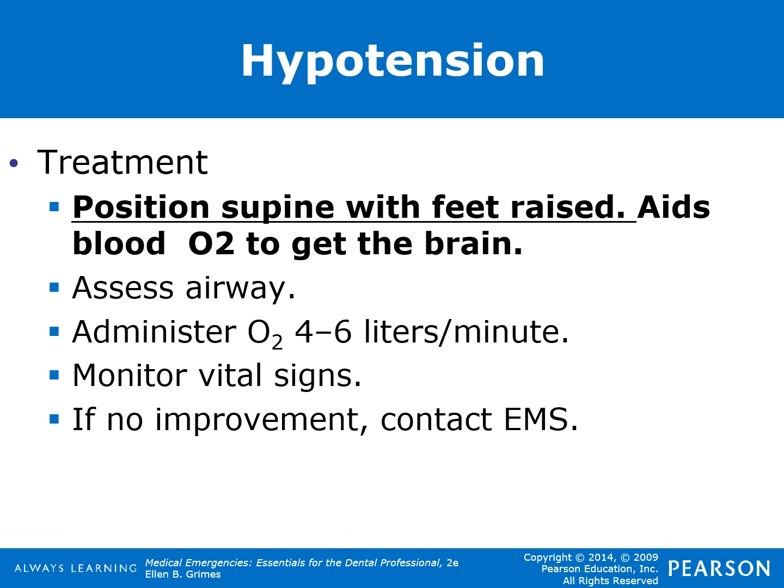So you want to always assess their airway. Anytime there's a medical emergency, we want to secure the airway. You may have to administer the CABs, administer oxygen possibly 4 to 6 liters per minute, monitor their vital signs, and if no improvement, contact EMS.